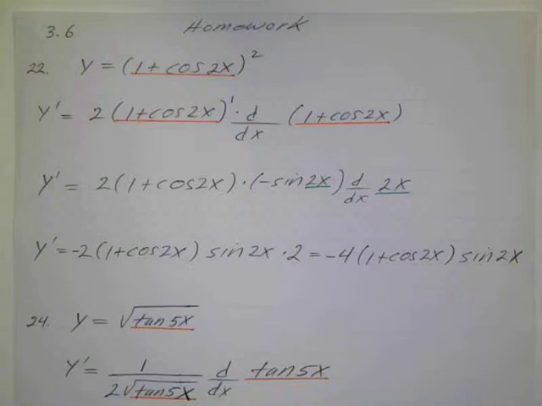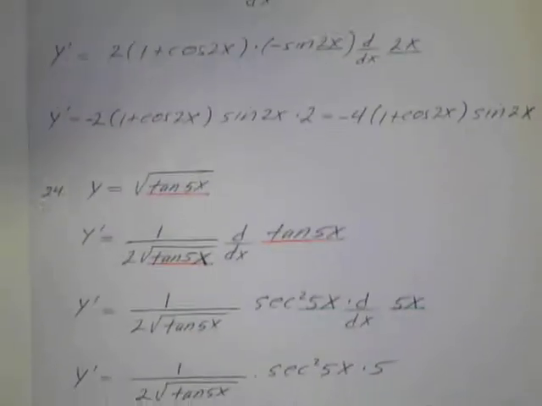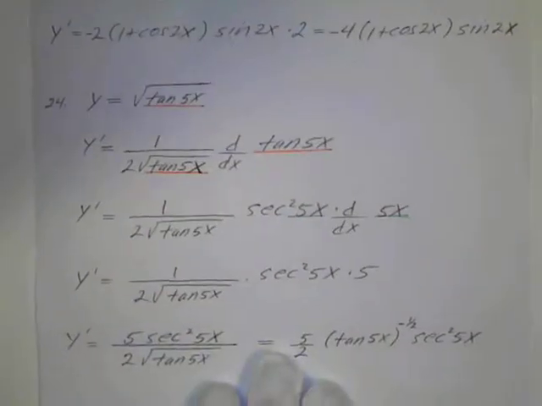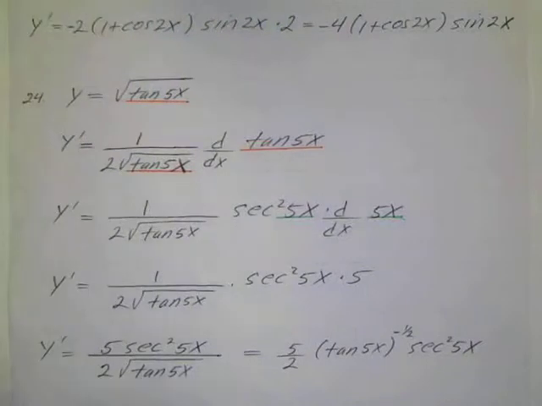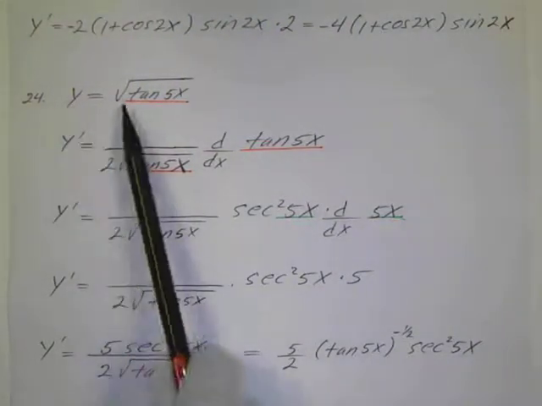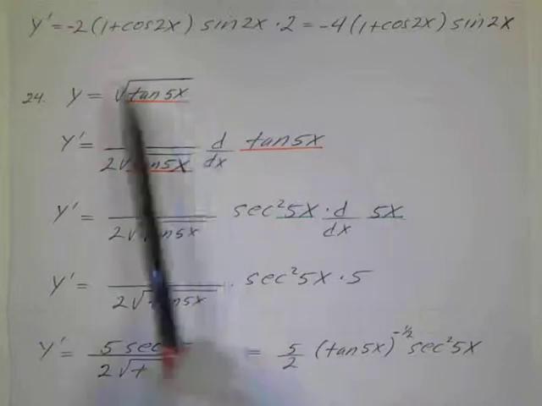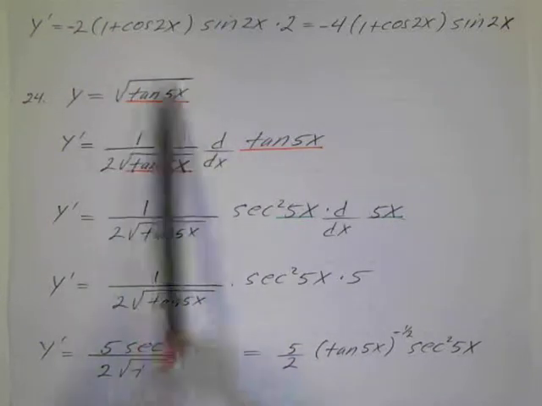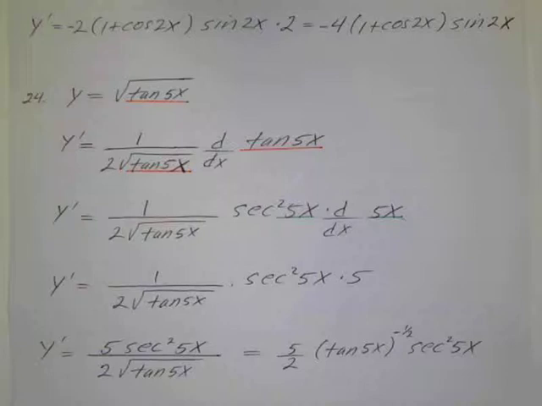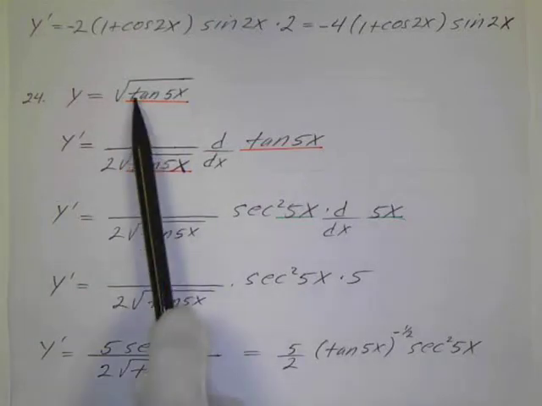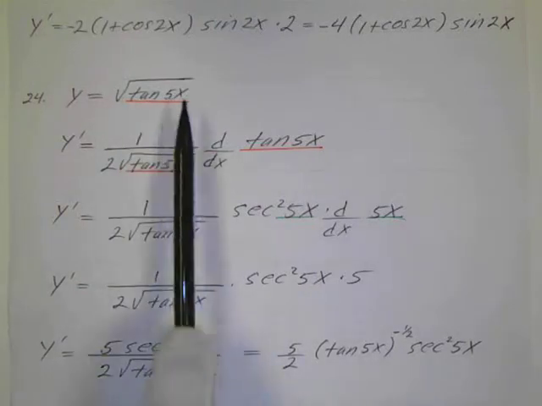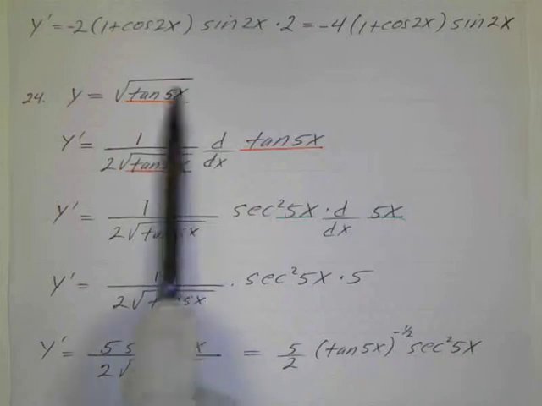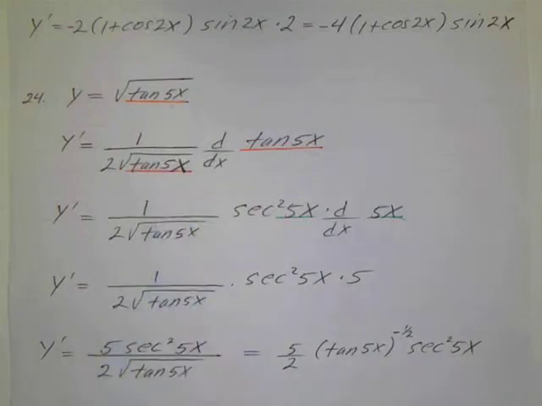Okay, let's take a look at number 24. So we've got y equals the square root of the tangent of 5x, so we're going to take the derivative of this. Well, remember, my outside term is like the square root of u, and my inside term is like the tangent of u. Then I've got another u, which is 5x, so I'm going to do, again, a double application of the chain rule.